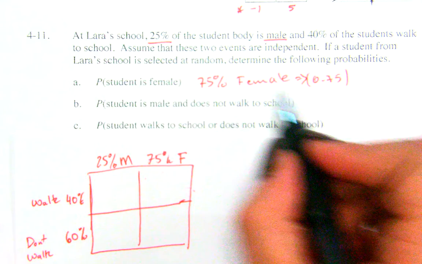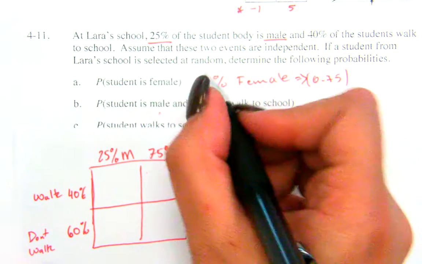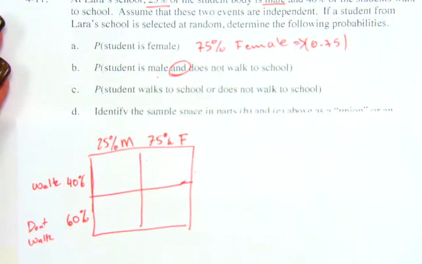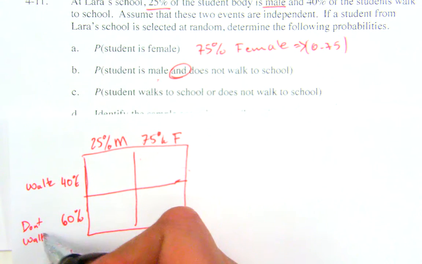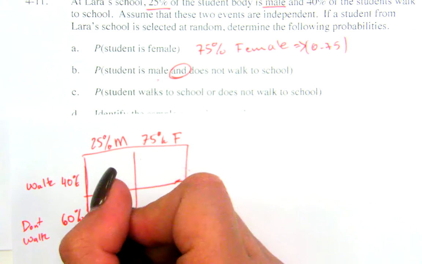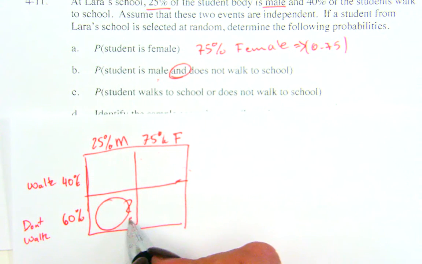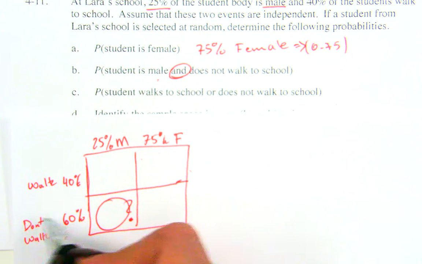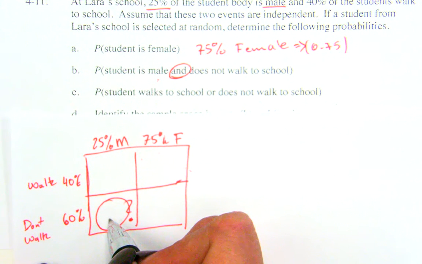Same thing. Which population is male and then does not walk to school? So you have an intersection. You're looking at the intersection of what's a student male, 25%, and does not walk to school. So that's 60%. So this right here is whatever answer you've come up with. I'm not going to do the work for you. This is your intersection of 25% is male, 60% is don't walk, and you've got to calculate the probability of that. It will be a decimal, or then you can change it to a percentage.